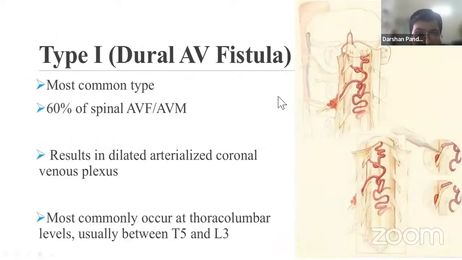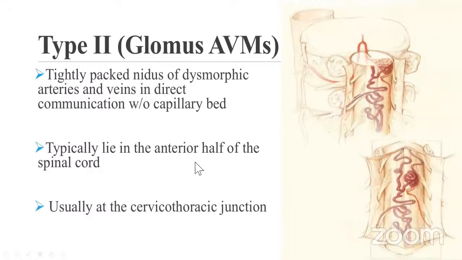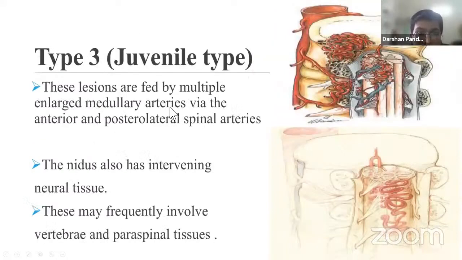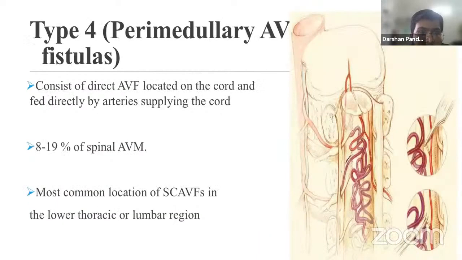This is type 1, the most common type, most commonly at the thoracolumbar levels, usually T5 to L3. Second is the glomus type, in the anterior half, usually at the cervicothoracic junction. There is a tightly packed nidus of dysmorphic arteries and veins in direct communication with the capillary bed. In the juvenile type, the nidus also has intervening neural tissue, and it can involve the vertebra and paraspinal tissues also. Perimedullary AV fistulas are 8 to 20% of spinal AVMs, located on the cord and fed directly by an artery supplying the cord.